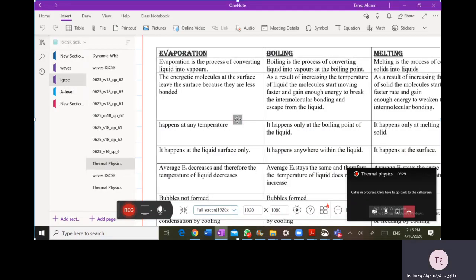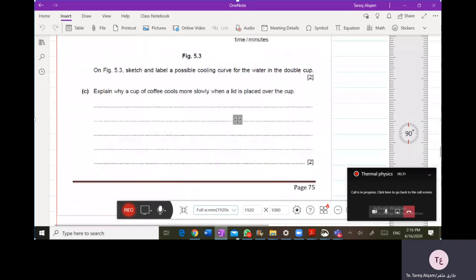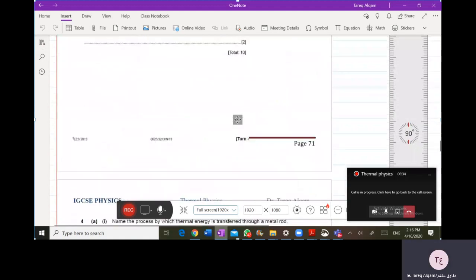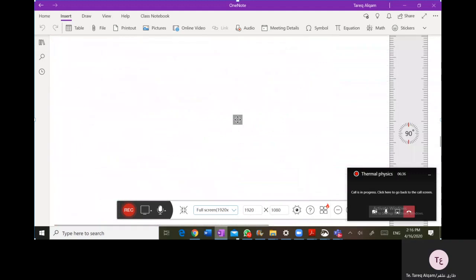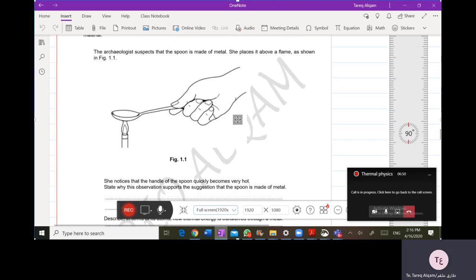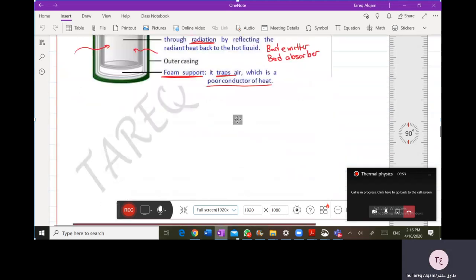Okay, guys, the previous time we stopped here. We talked about heat transfer, or the ways in which heat is transferred. Now we solve past paper questions about this topic.